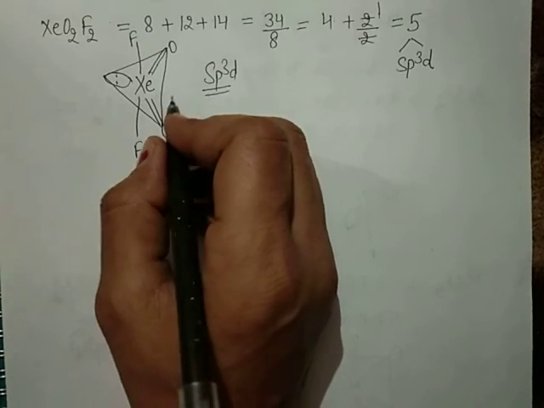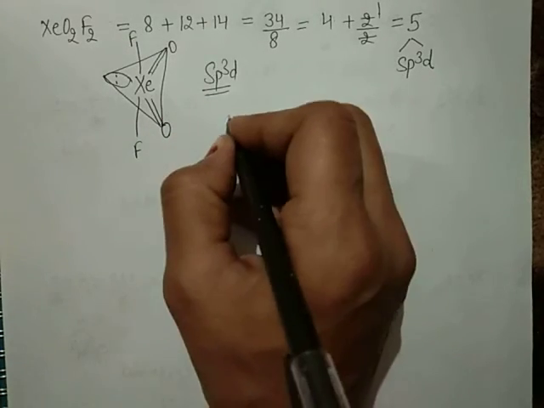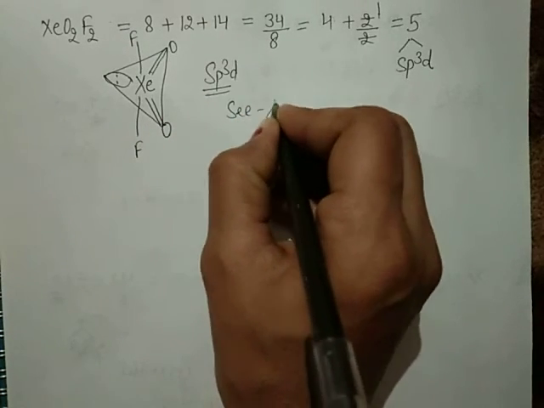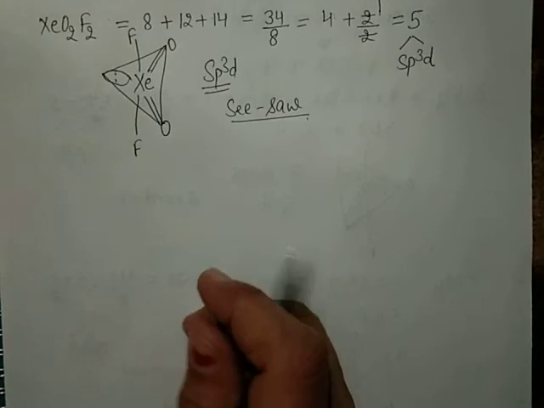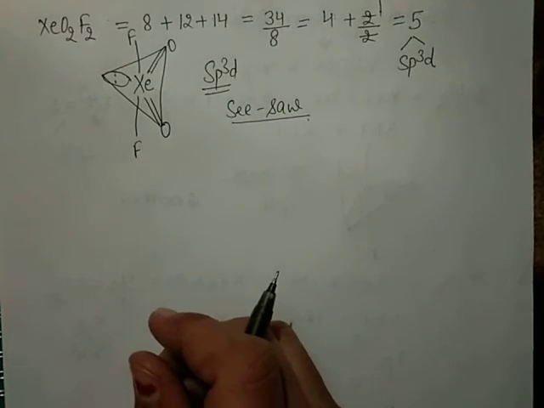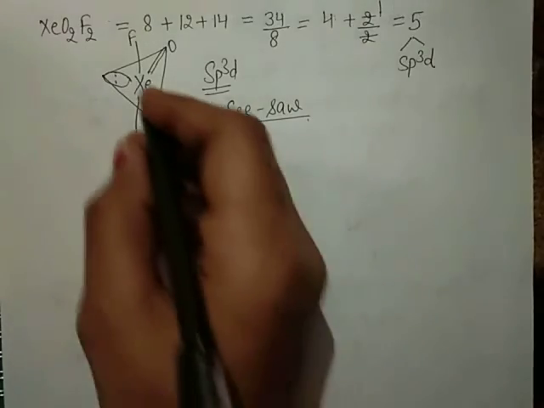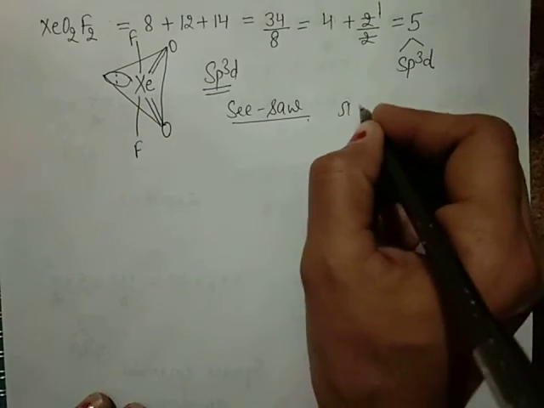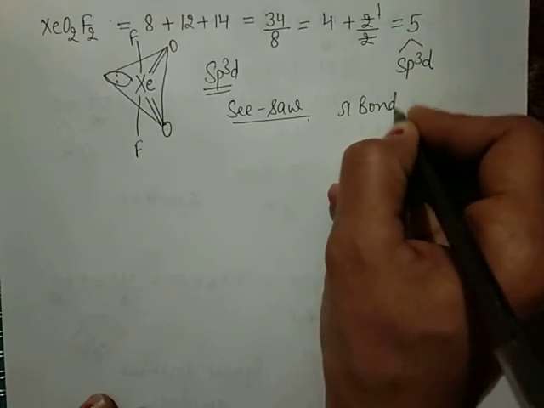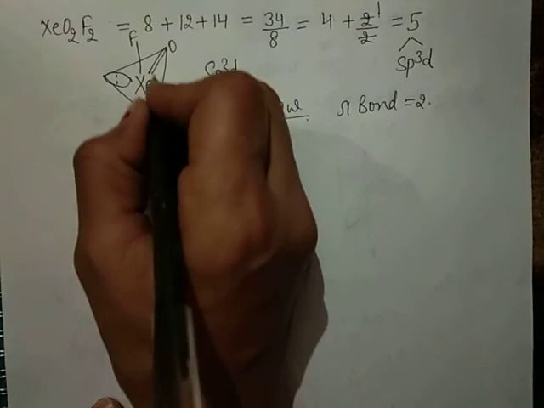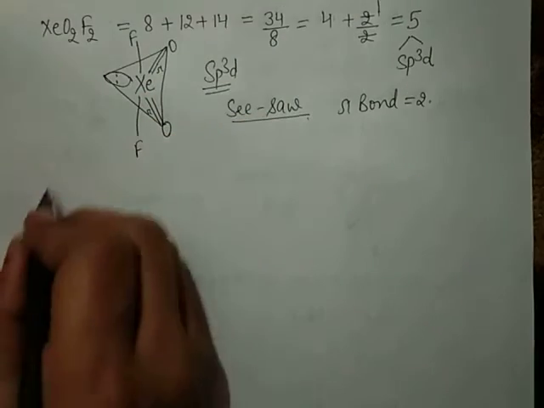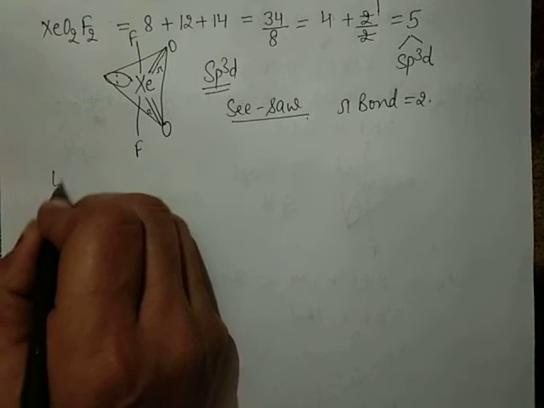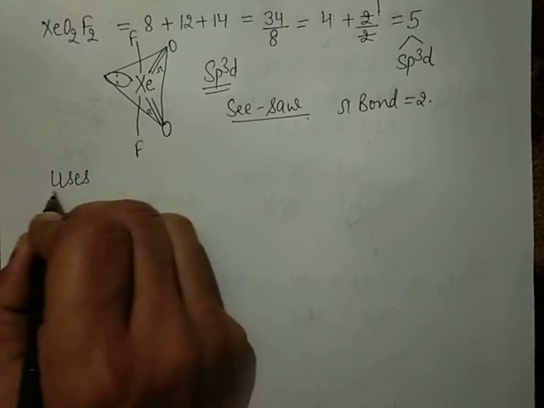Its shape is seesaw shape. Okay, seesaw shape. Now in this molecule, how many pi bonds are present here? Now 2 pi bonds are present. Okay, one is here and another is here. Okay, now next is, what are the uses of these gases?